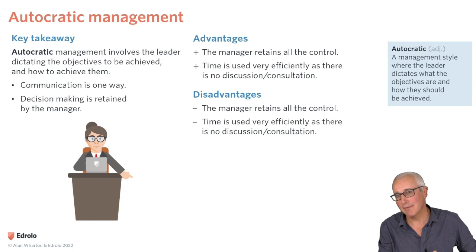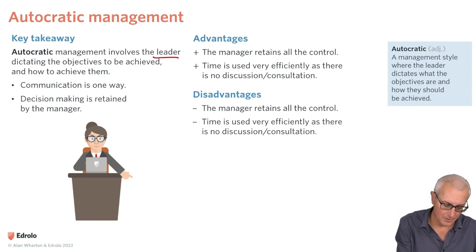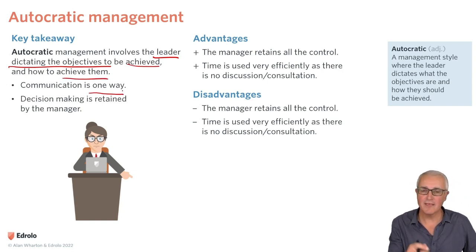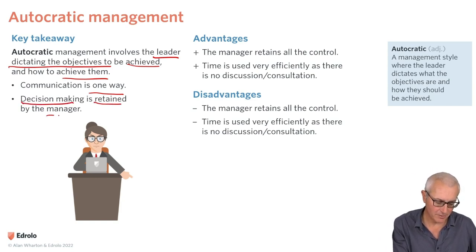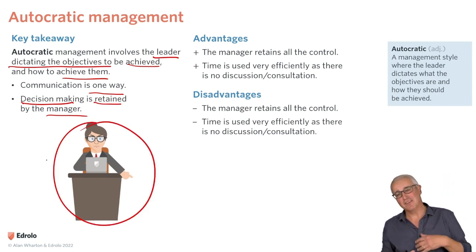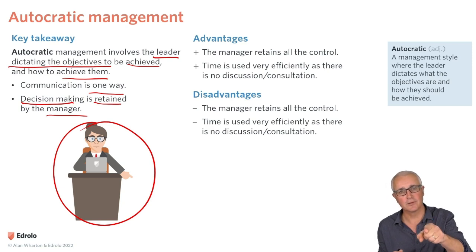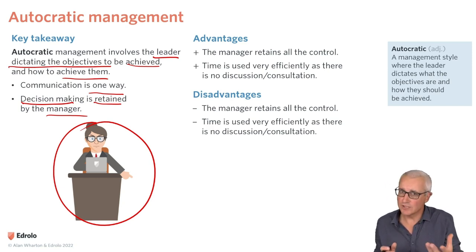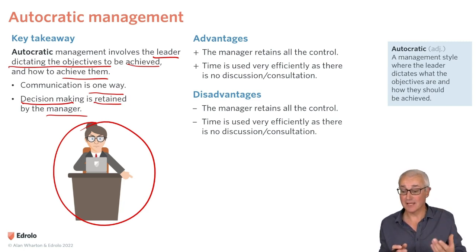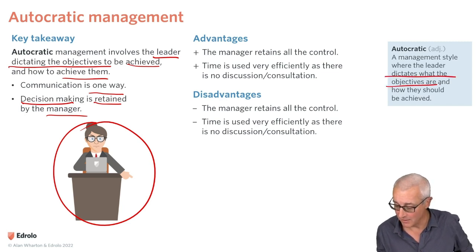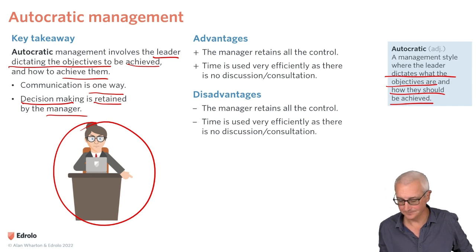So what is an autocratic manager? It's a leader who dictates the objectives to be achieved. Their communication is one way. They are telling you what to do, and all the decision making is retained by the manager. This picture of a wagging finger is supposed to allude to the idea that they have total control. The manager makes the decision and tells the employee what to do. We're not asking them, we're not consulting with them, we're telling them what to do. It's a very direct approach where the manager has that control. They dictate what the objectives are and how they should be achieved.